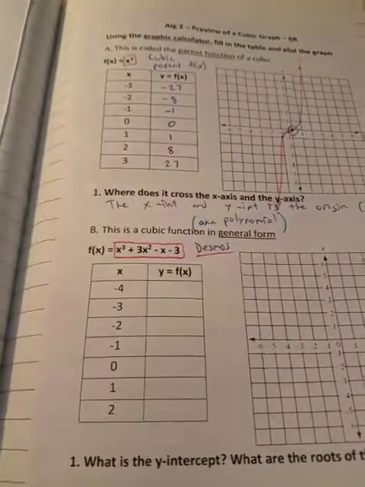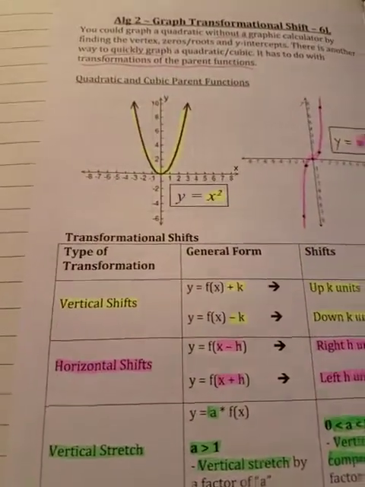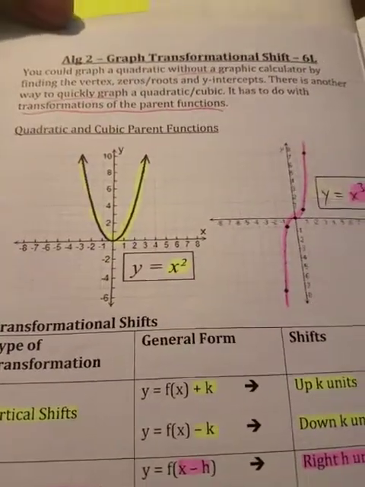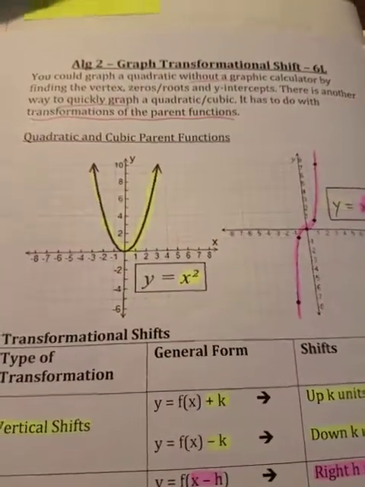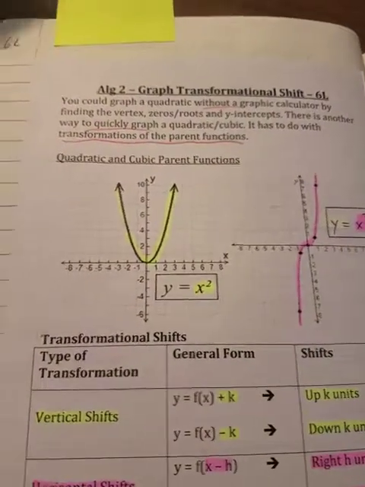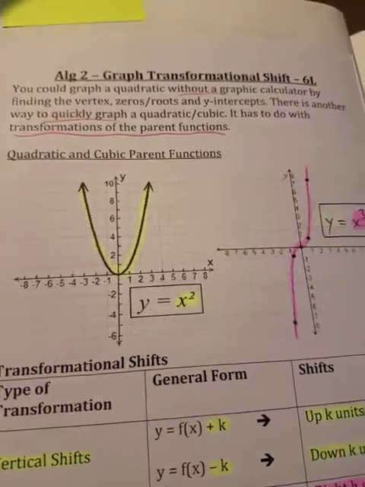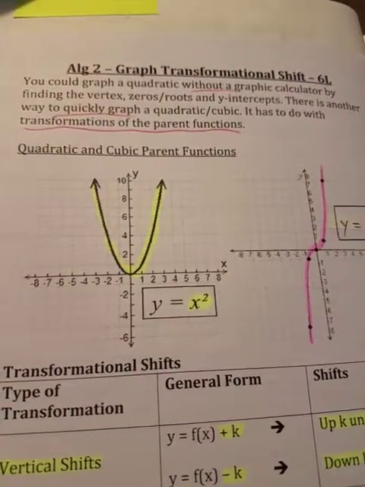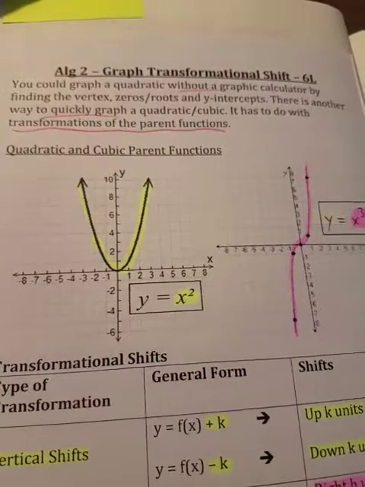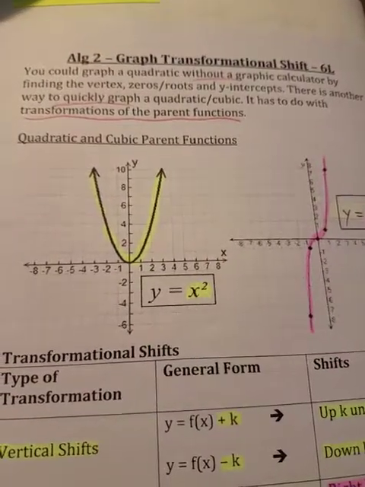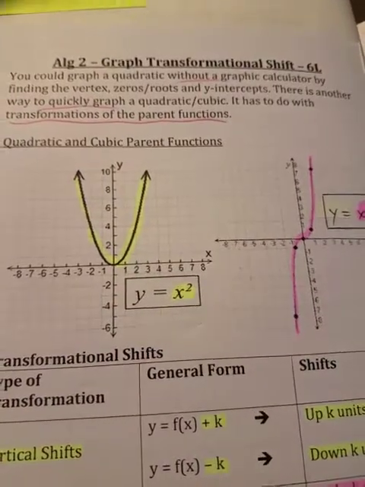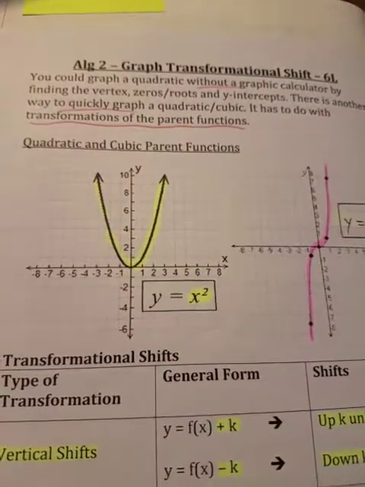Okay, so let's go on to the last few things here for 6L. Now, this is a very important concept in general, graph shifting, transformational shifts. So let's talk about this really quick before I give you some really good examples. So we start off with the quadratic. You could graph a quadratic without graphing, but calculated by finding vertex and zeros. But there's another way to quickly graph a quadratic or a cubic or any function, but we're starting off with these two simple ones. It has to do with transformation of the parent function.